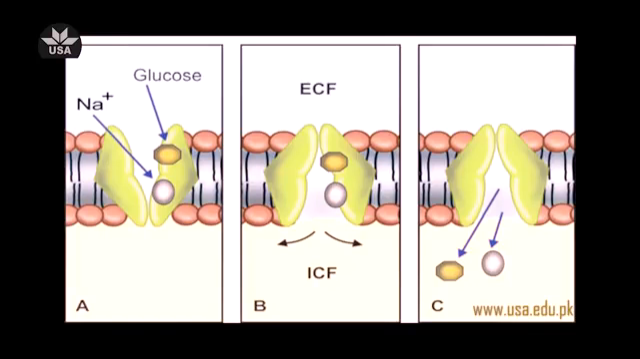Sodium co-transport of glucose occurs during the absorption of glucose from the intestine and reabsorption of glucose from the renal tubule of kidneys. You can see at the first stage, which is stage A, sodium is attaching with the carrier protein, and along with this sodium, glucose is attached. And what happens when both substances get attached with the carrier protein? They are released in the extracellular fluid environment at compartment B. And in the last stage, you can easily see that these two substances get released in the intracellular fluid environment.